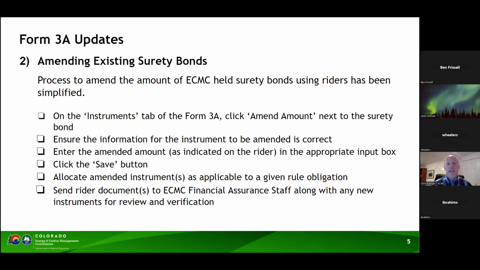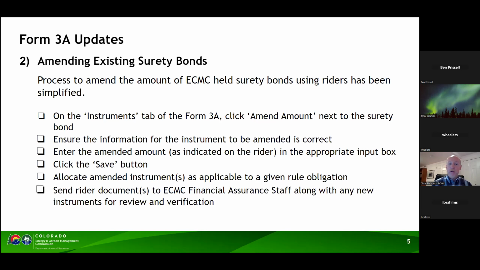The second thing that we've done with the Form 3A is to improve the process for amending existing surety bonds. So this would be using riders to change the amount of an existing instrument. And I hope it's very intuitive, but the process is on the Instruments tab of the Form 3A. You will now see a button or label that says amend amount on the far right next to a surety bond that is a possibility to amend.